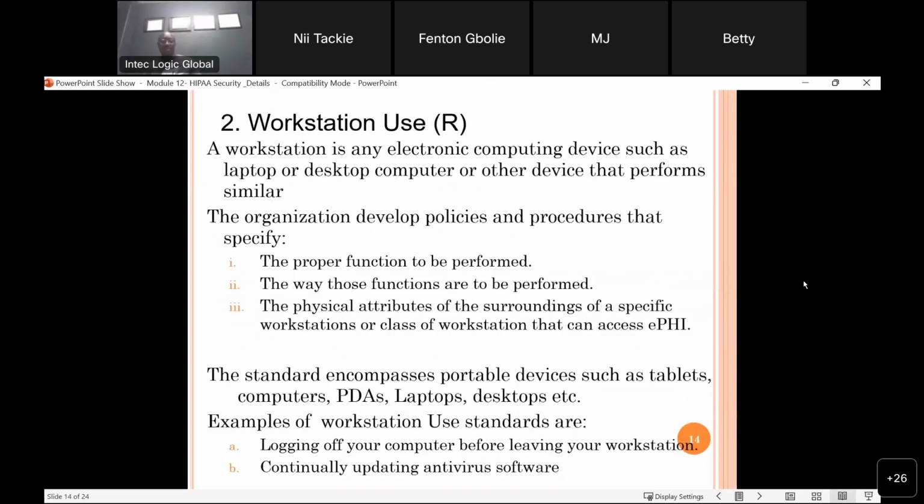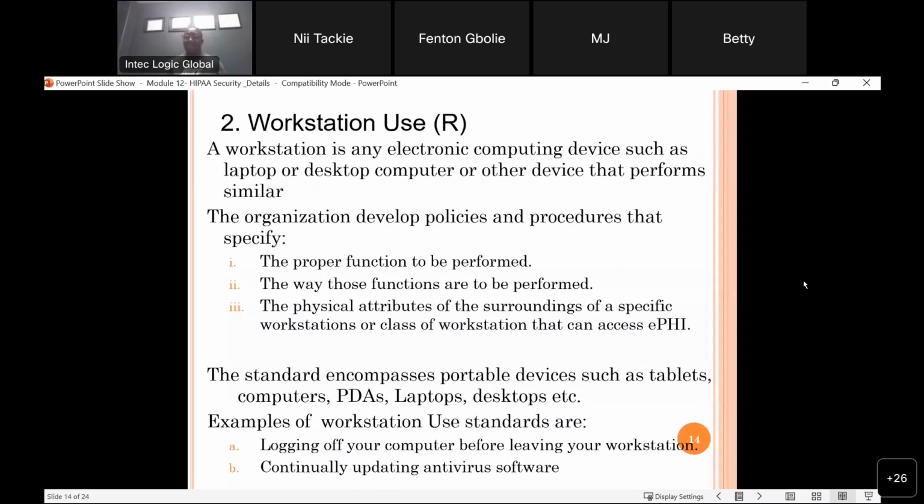Number 2, workstation use. A workstation is any electronic computer device such as laptop, desktop, or other device that performs a similar job, right? Your phone can be a workstation, right? Sometimes you go to a phone company, they don't even take you to the front desk. They just meet you, they have an iPad and they start doing some things there. That is a workstation right there for you.